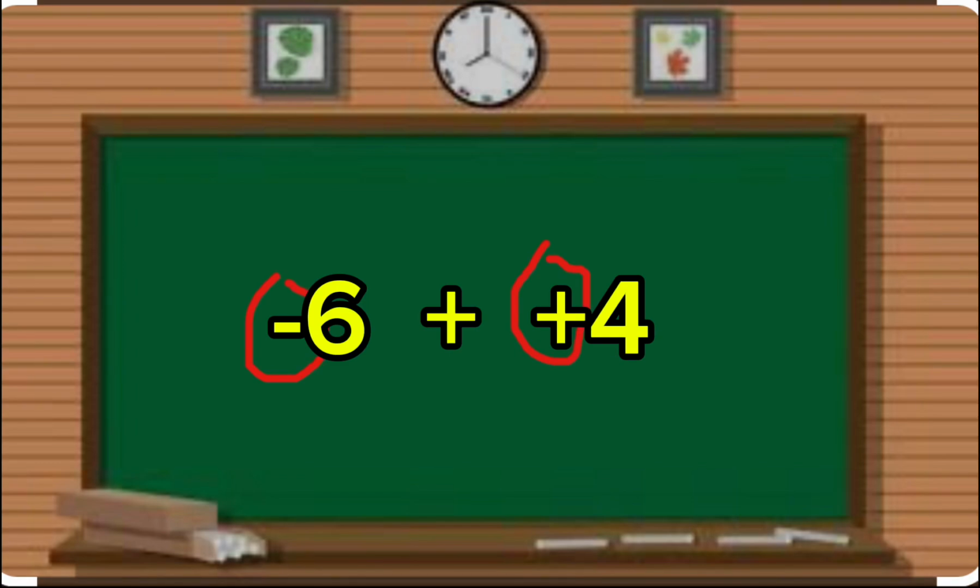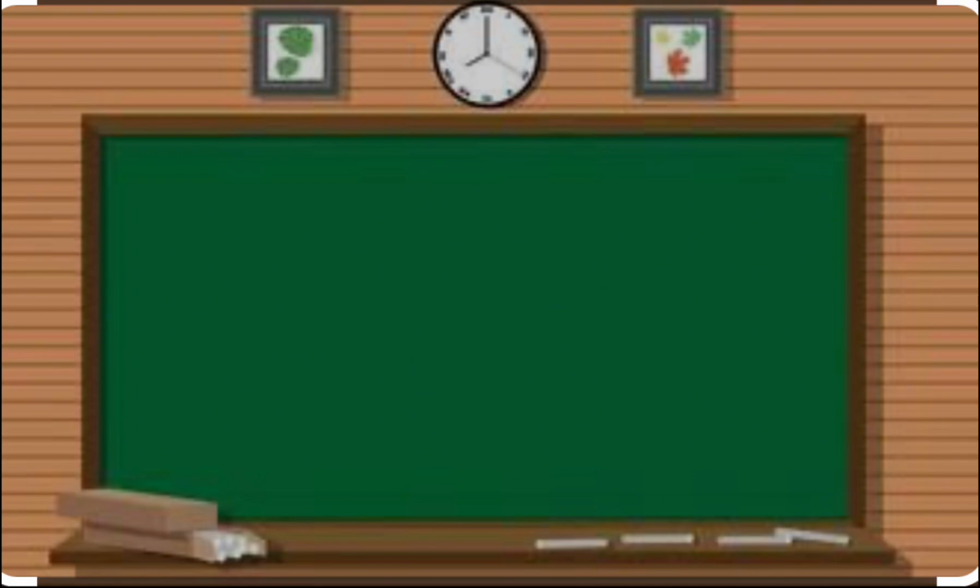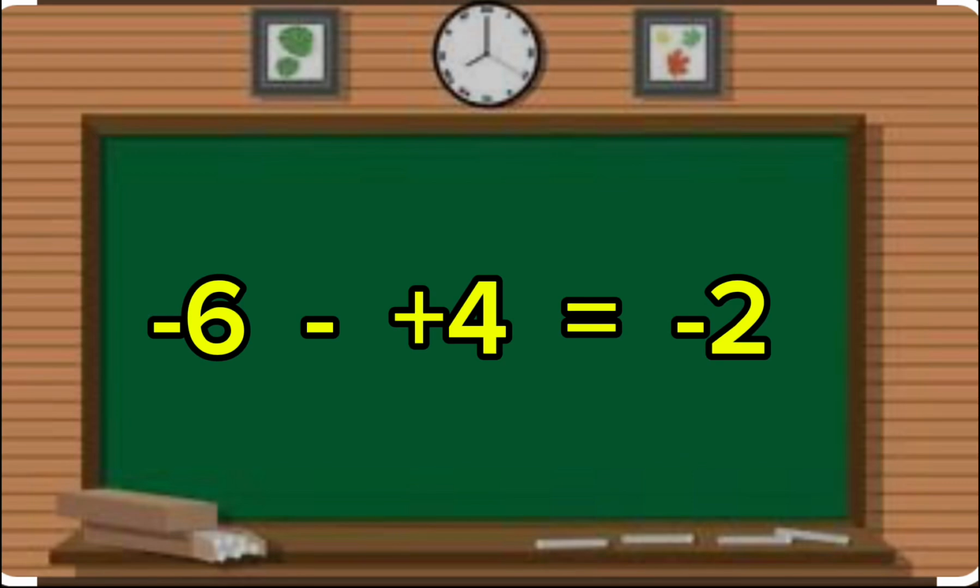Therefore, when we are adding opposite signs, we need to disregard the sign and subtract the numbers, so we can have 6 and 4. If we subtract them, we will get 2. And then we will copy the sign of the bigger number. Here, the bigger number is negative 6. And since it is negative, our answer is negative 2.